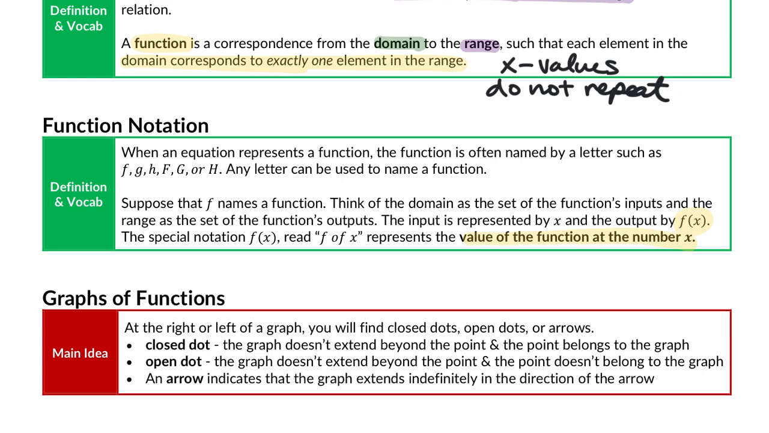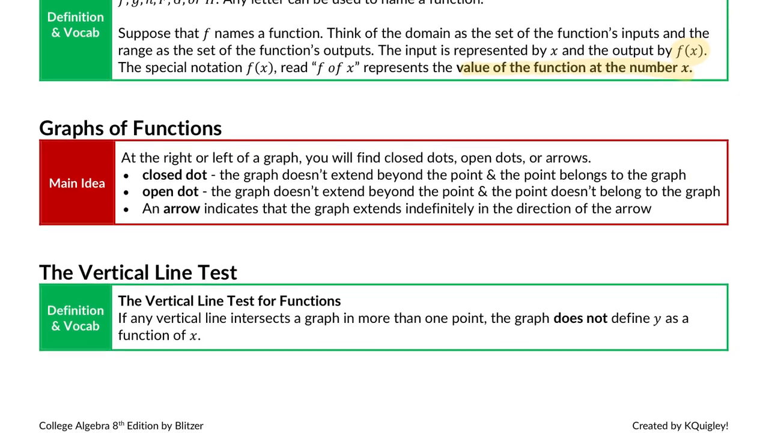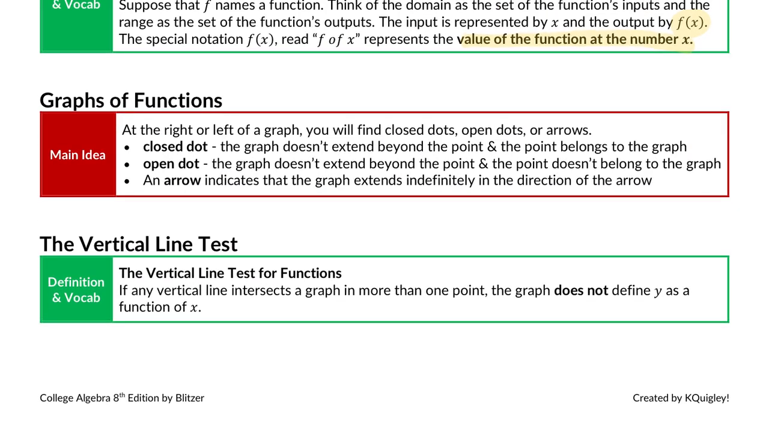When we're looking at graphs or functions, a lot of times there's just an arrow indicating that the graph extends indefinitely in either direction. But if you happen to have a closed dot on the end of a graph, that means the graph doesn't extend beyond that point, but the point belongs to the graph. On the other hand, if you have an open dot at the end of a graph instead of an arrow, the graph doesn't extend beyond this point, but that point doesn't belong to the graph. So that's an inclusive versus exclusive notation.